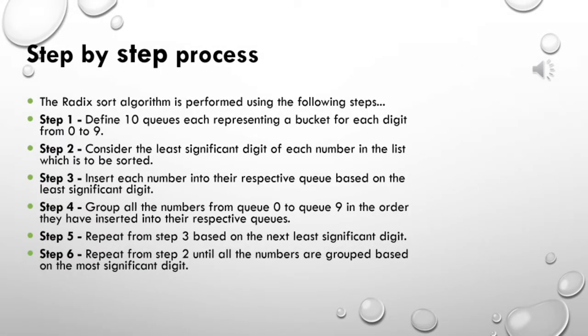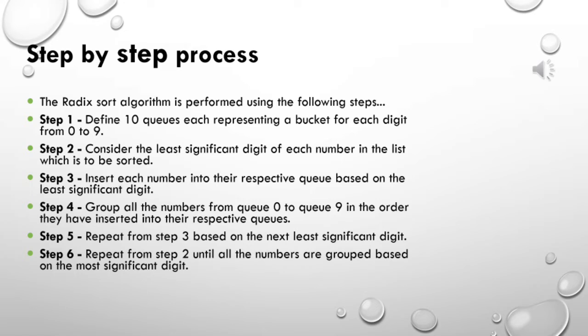Steps involved in radix sort. The radix sort algorithm is performed using the following steps. Step 1. Define 10 queues, each representing a bucket for each digit from 0 to 9. Step 2. Consider the least significant digit of each number in the list which is to be sorted. Step 3. Insert each number into their respective queue based on the least significant digit.